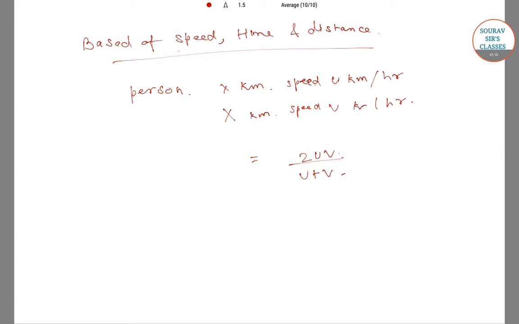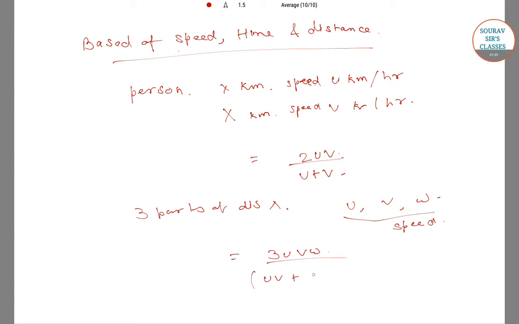Similarly, if there were three parts of distance x travelled with three different speeds, say u, v and w, then the average speed would be given by 3uvw divided by uv plus vw plus uw.